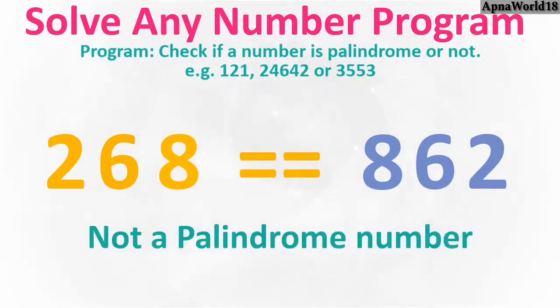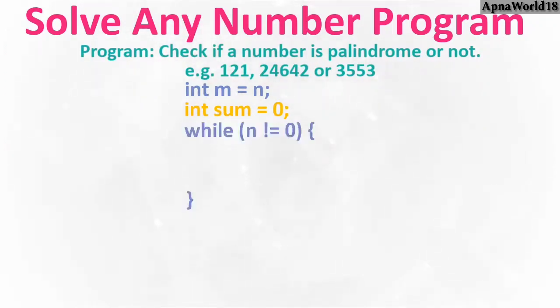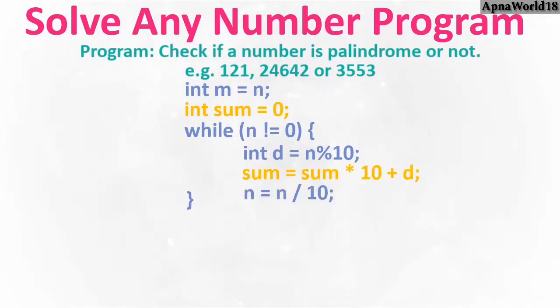So what are we going to do? We have already created a copy of our number n in M. First we will declare a variable which will store the reverse. In the while loop, after we extract D, instead of printing we will form the reverse of the number. How will we do that? Every time we extract a number, we shift the previous digit we have in sum to the left by multiplying it by 10 and then add the next number.